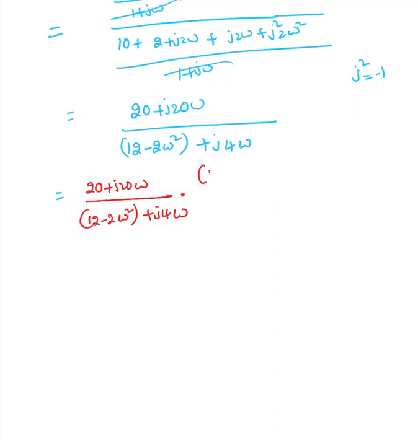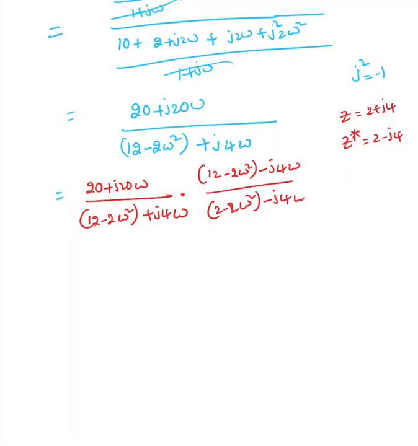Now I'm multiplying with the complex conjugate. The complex conjugate is nothing but, say z equals 2 plus j4 and z conjugate equals 2 minus j4. So that's what I'm doing. So I have 12 minus 2 omega square, that's the real part, minus j4 omega divided by 12 minus 2 omega square minus j4 omega.